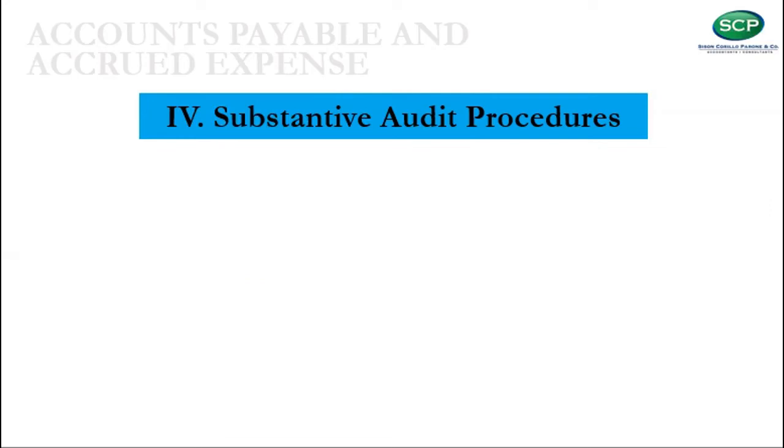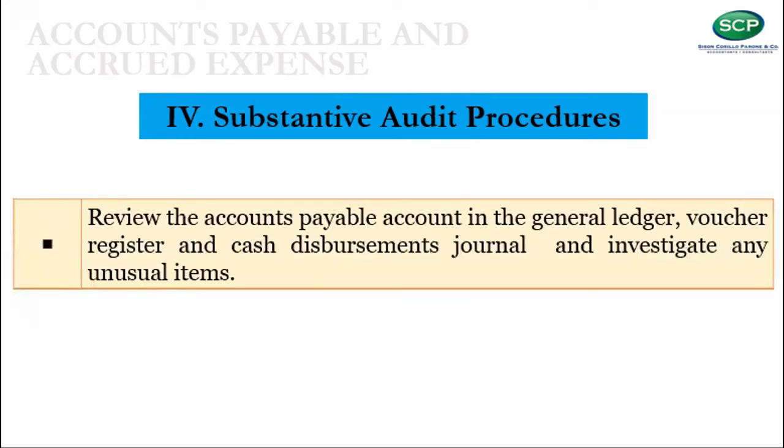The next audit procedure is to review the accounts payable accounts in the general ledger, voucher register, and cash disbursements journal, and investigate any unusual items. To address the risk of intentional manipulations or mistakes in recording liabilities, we scan and review the accounts payable and accrued expense postings made to the general ledger, voucher register, disbursements journal, and similar records to note for unusual items such as payables with whole number amounts, postings made on a Sunday or holiday, unusual payees, etc.